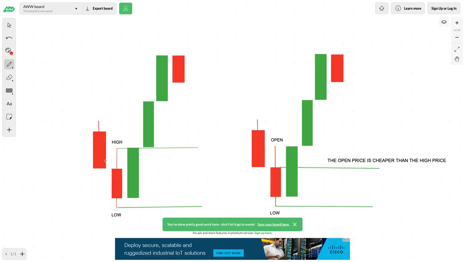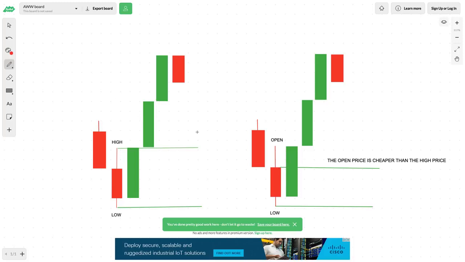So again, many traders will tend to draw their demand zones from the last bearish candle's high price and high wick price to the low price, and this is where the demand zone will be. Now, in comparison, I will draw mine at the candle wick open price to the low. So why is that? And it's for this sentence here: the open price is cheaper than the high price. The open price is always cheaper than the high price.